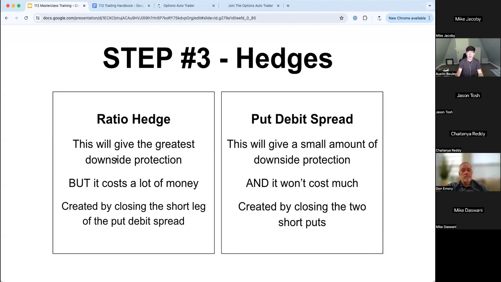So we go from about 20,000 here to about 2,000, but it costs a lot less. It only costs about $200 to $500 to have a put debit spread on. So AKA that's taking from our profits. So it takes a lot less money to put on. But again, at the same time, it's the pros and cons. We don't get as much downside protection. And this is done by closing the 2 short puts. So the two 7 delta puts, we're going to close out, and that will leave us with the put debit spread.